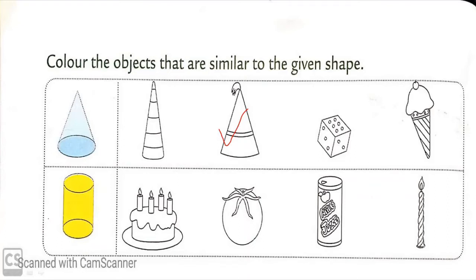Now, which shape is this? This is a cylinder. Find out the similar shape object. Which one is it? Look, this is the birthday cake. Are these both the same? No. This is an orange. Are these both the same? No. This is the juice can. Which shape is this? Yes, this is the cylinder. This looks like the same shape as the given shape. Okay?